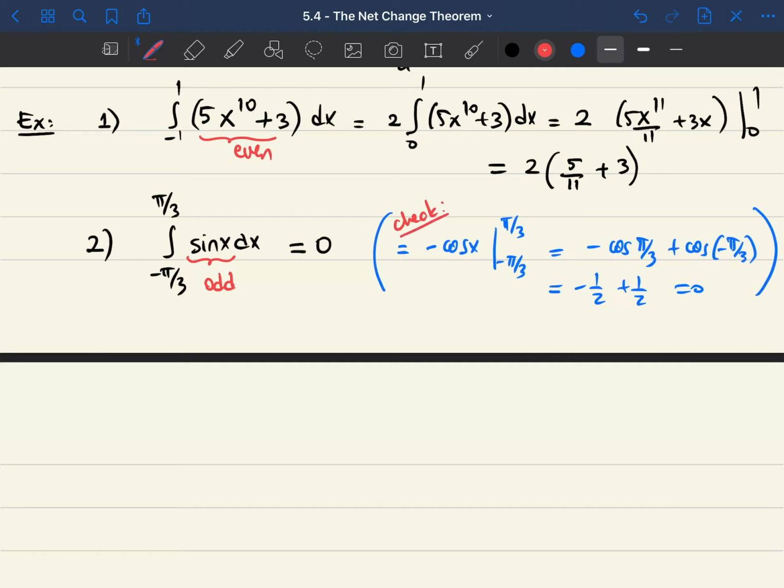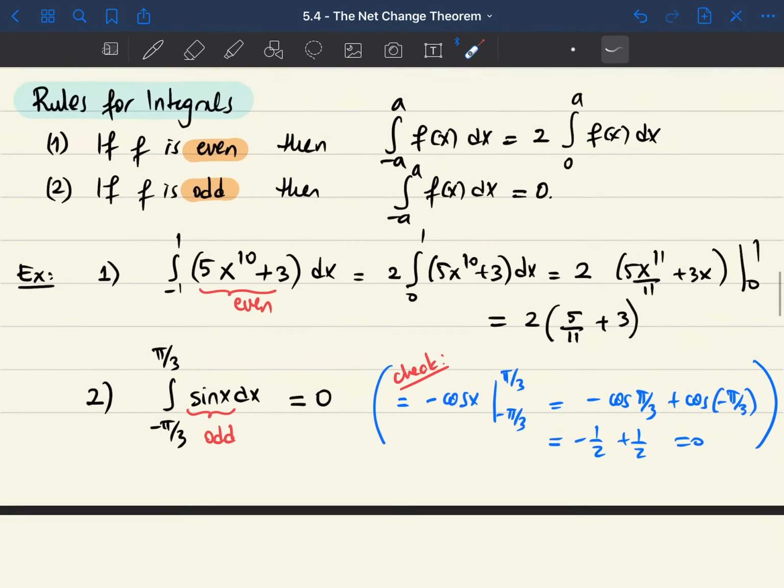But you don't really need to do this, because you can just say that if you're integrating an odd function, like sine x, on the symmetric interval from negative pi over 3 to pi over 3, then you should get just 0. So you don't have to do this. All right, so that's it about section 5.4.